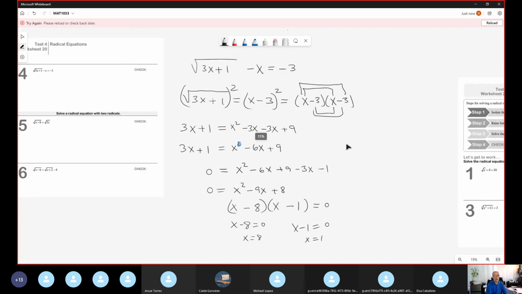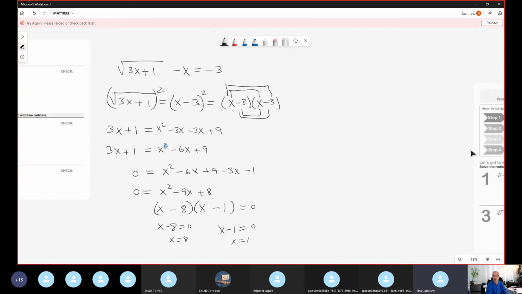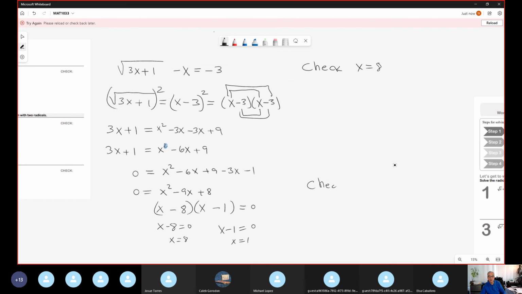I gotta go. I'm leaving. No, we need to check. You need to check it for both. Sorry, this is too long, I know. Checking for x equals 8 and checking for x equals 1. But this is easy because this is arithmetic. You plug it in, replace. It's 3 times 8, you replace x for 8, plus 1, minus 8 should be negative 3. And likewise, 3 times 1 plus 1 minus 1 should be negative 3.